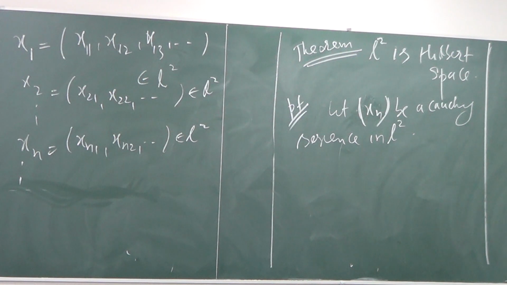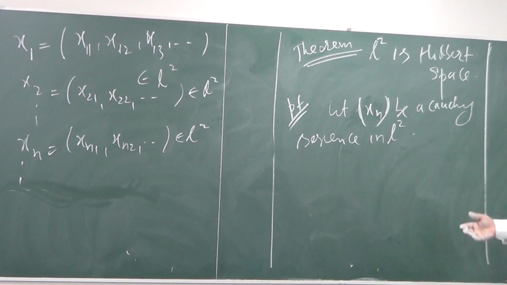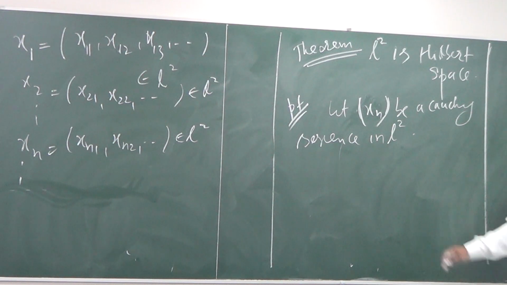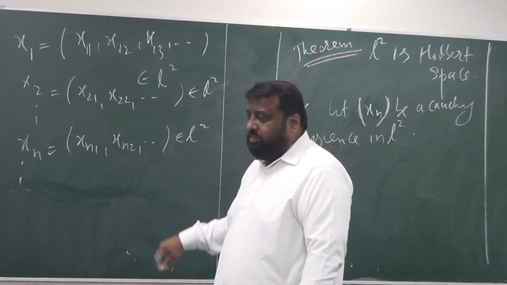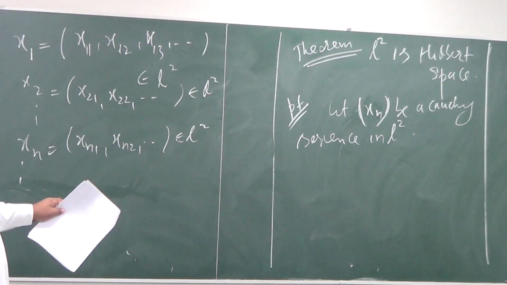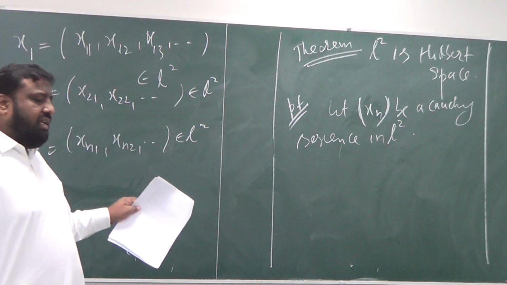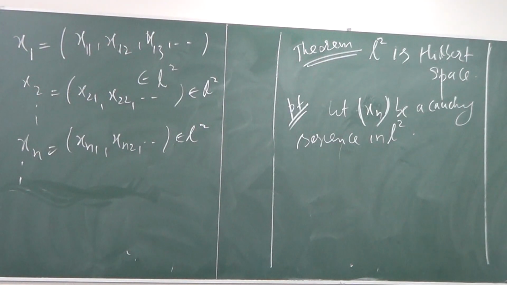So what we need to do is first find a limit for this sequence, and then show that that limit is also part of L2. If the limit is not in L2, it is still not convergent in the space, so it must be in L2. What do you think would be the key? How can we construct a sequence whose limit is the limit of this sequence?